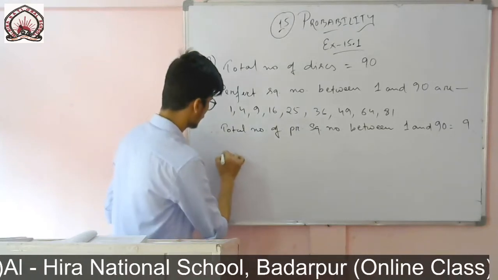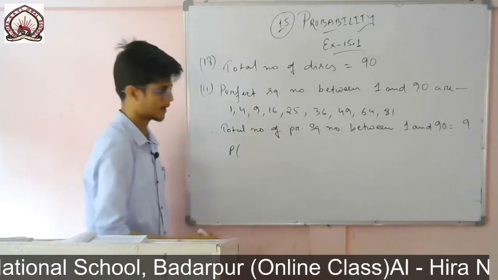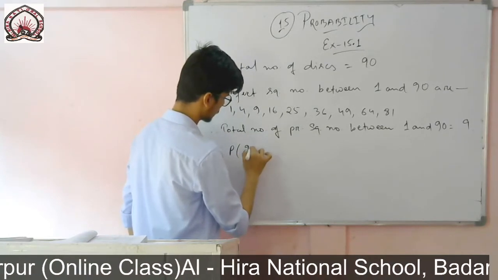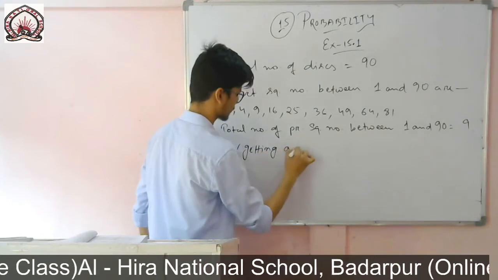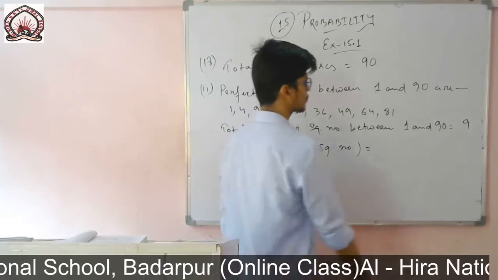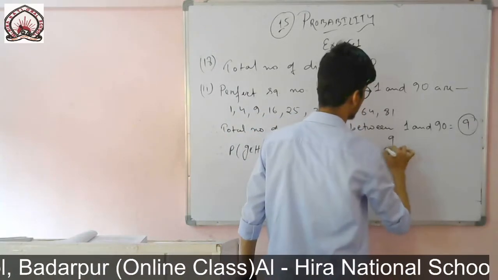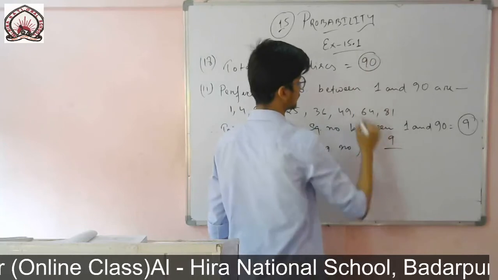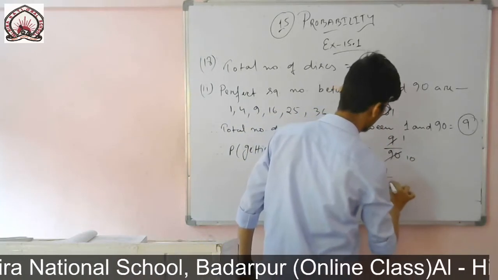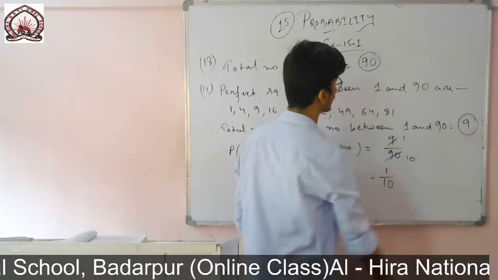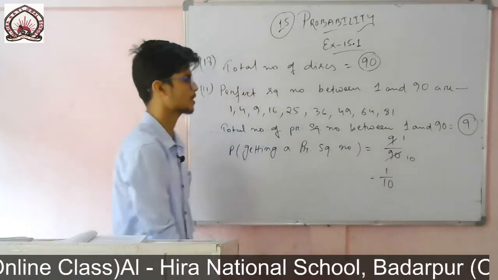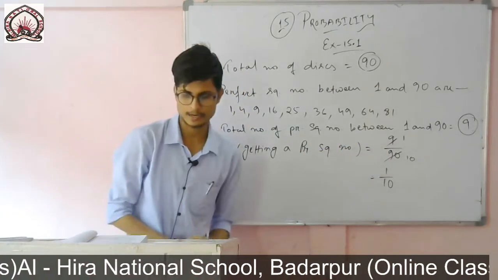So, therefore, probability of getting a perfect square number. This is our favorable outcome, 9, divided by the total possible outcome, 90. So, 9 ones are 9, 9 tens are 90. So, answer is 1 by 10. This is our favorable outcome. This is the total possible outcome. So, favorable outcome divided by the total possible outcome. So, 1 by 10 is the required probability.